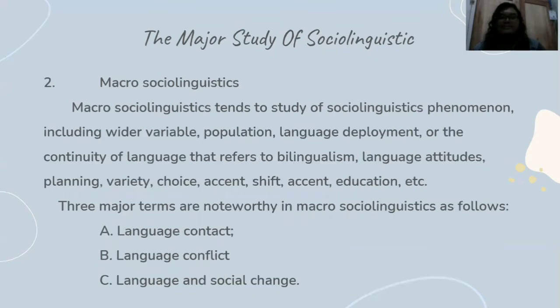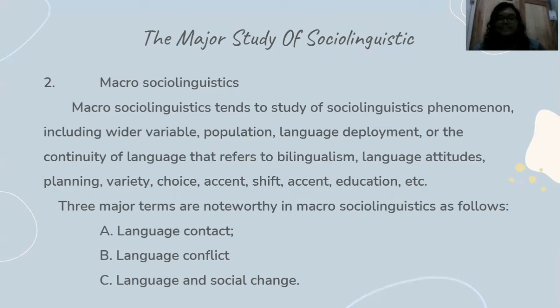The second is macro-sociolinguistics. Macro-sociolinguistics tends to study sociolinguistic phenomena, including wider variable population, language deployment, or the continuity of language that refers to bilingualism, language attitudes, planning, variety, choice, accent, shift, education, etc.